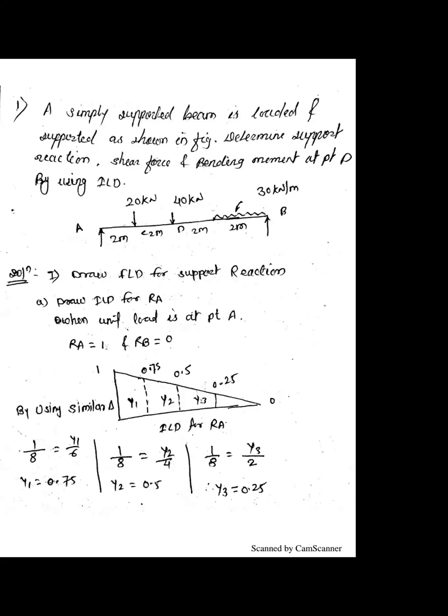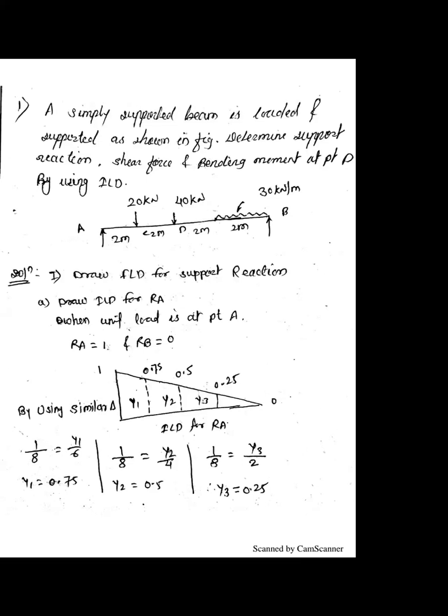When unit load is at point A, RA is equal to 1, RB is equal to 0. Similarly, when unit load is at point B, RB is equal to 1, RA is equal to 0. Okay. So here, in this type of numerical, only 3 types of questions in your ILD.